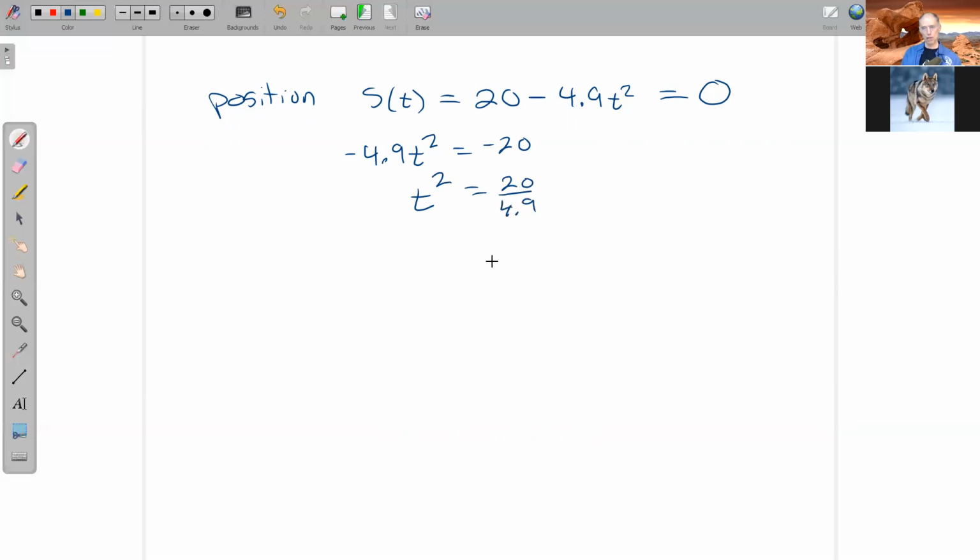Negative over negative is a positive, and then take the square root. And normally we get plus or minus the square root, but we're talking about time here, and we're not going to go backward in time because nothing was happening before I dropped the ball of any significance. It's only after, so I want the positive one. So that's the time. We can approximate it, but when we do the calculation, we're going to use the exact value.